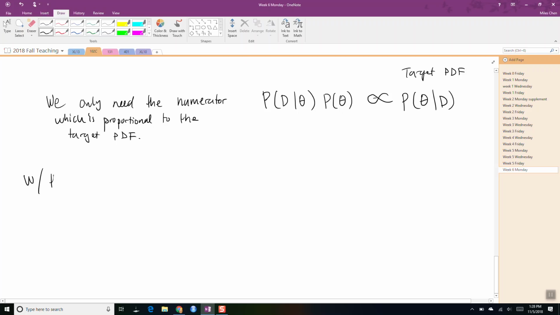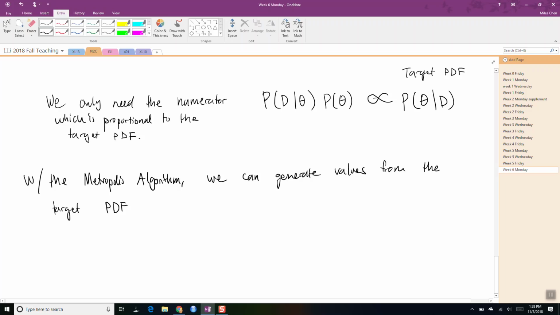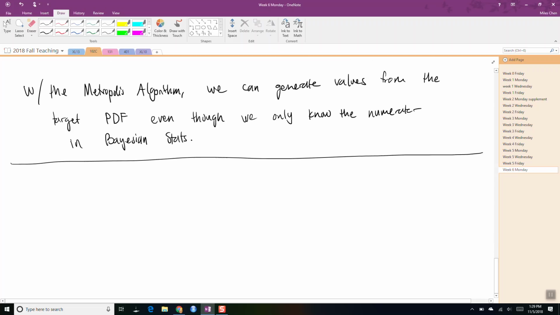So with the Metropolis algorithm, we can generate values from the target PDF, even though we only know the numerator in Bayesian stats. Okay. So that's handy.